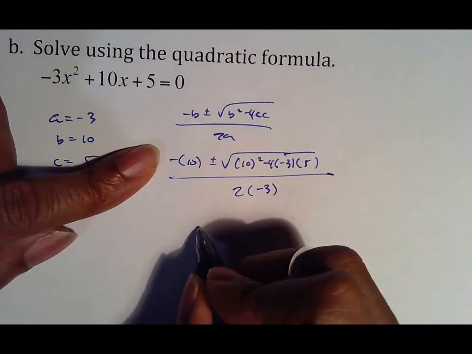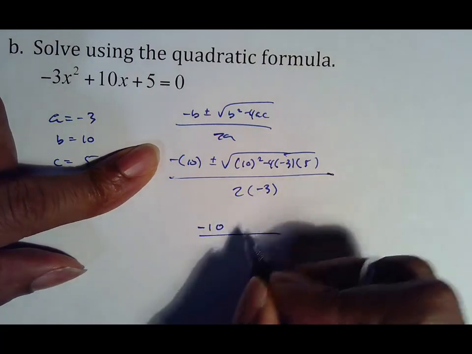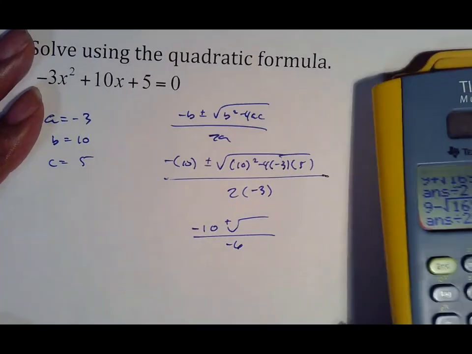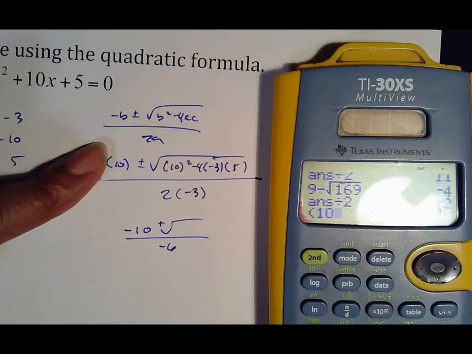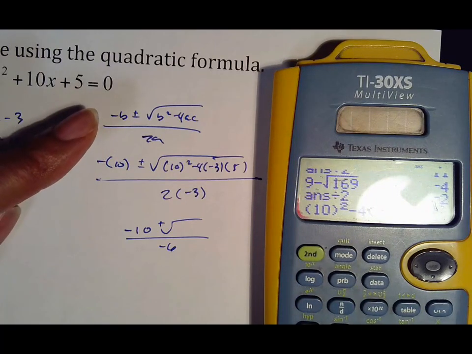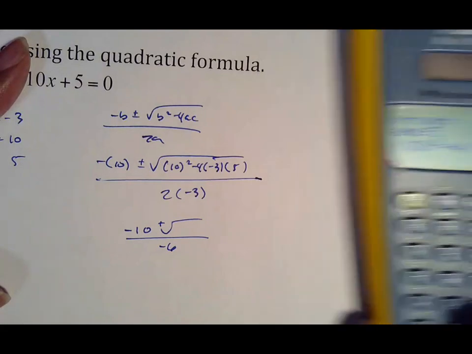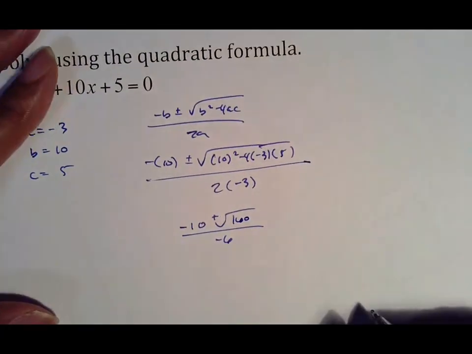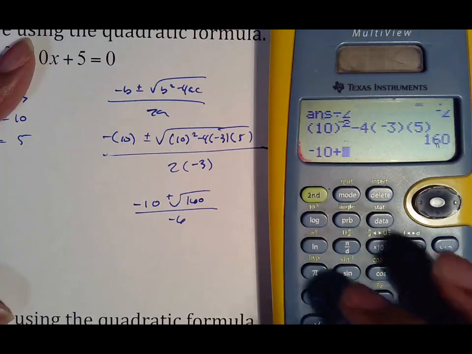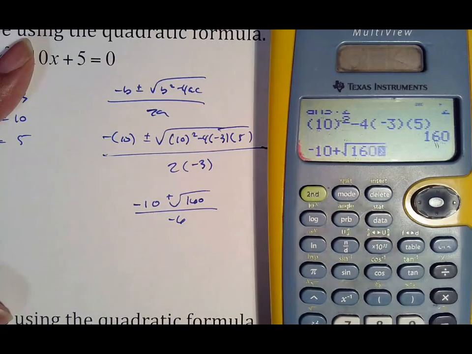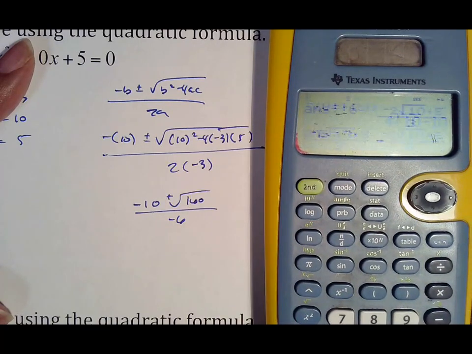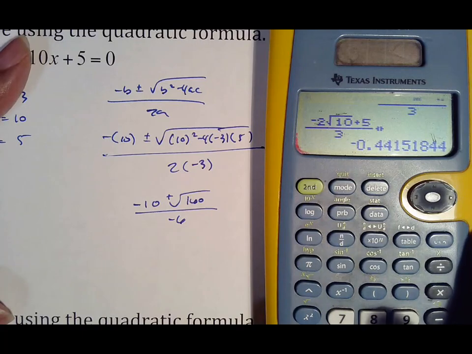Simplify your 3 parts. The 2 easiest parts are the top and bottom. So -10 and -6. I just need to know what this number is, and the way I get that number is by typing it in. So parentheses 10 squared minus 4, -3, 5, which is 160. From there, I do what I've been trained to do. -10 plus square root 160 equals, divided by -6. Convert if necessary. -0.44.